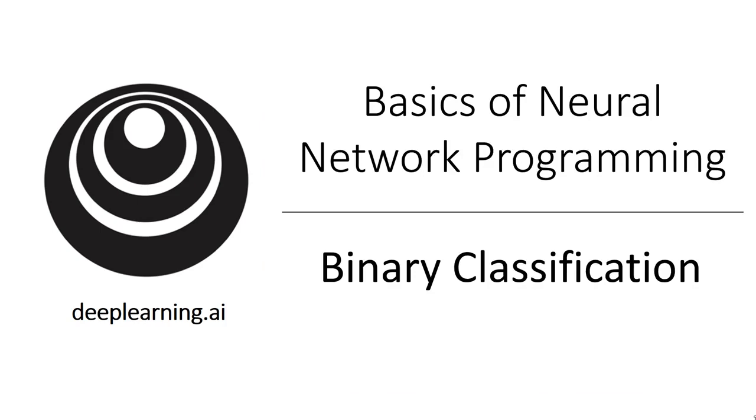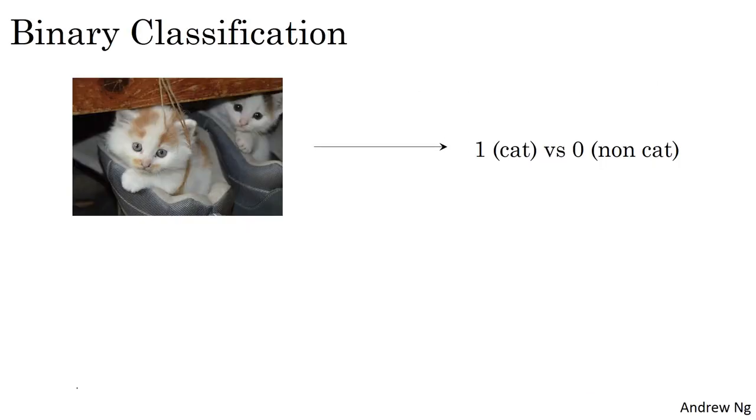Logistic regression is an algorithm for binary classification. So let's start by setting up the problem. Here's an example of a binary classification problem. You might have an input of an image like that and want to output a label to recognize this image as being either a cat, in which case you output 1, or non-cat, in which case you output 0. And we're going to use Y to denote the output label.